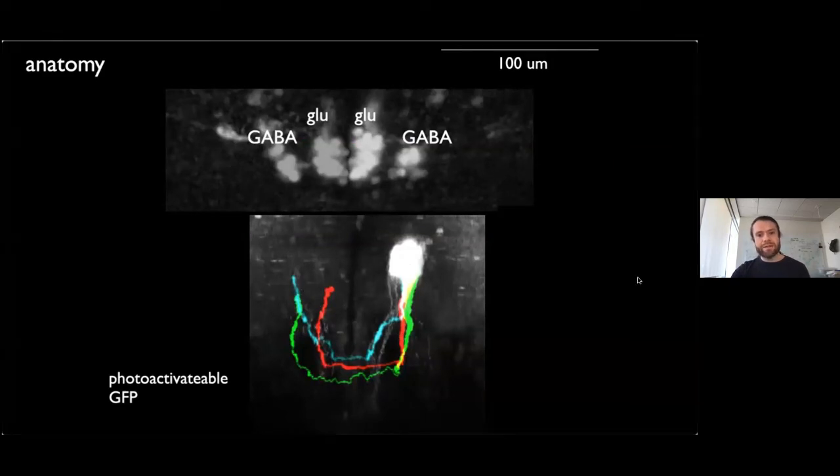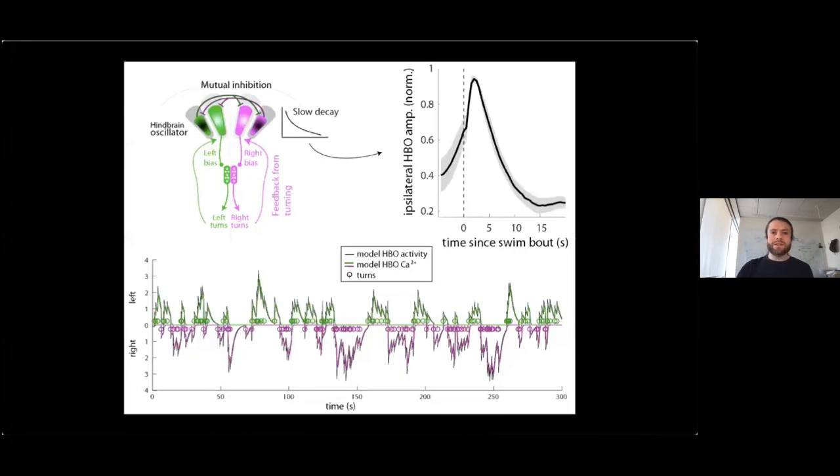And so now we have a direct hypothesis for a circuit diagram of how these are connected, where we think that these clusters are connected within themselves, either synaptically or through gap junctions, that could give rise to these 10-second timescales, and that they inhibit each other through these GABAergic clusters. We can use that to simulate this behavior using a model where the hindbrain oscillator is connected through mutual inhibition.